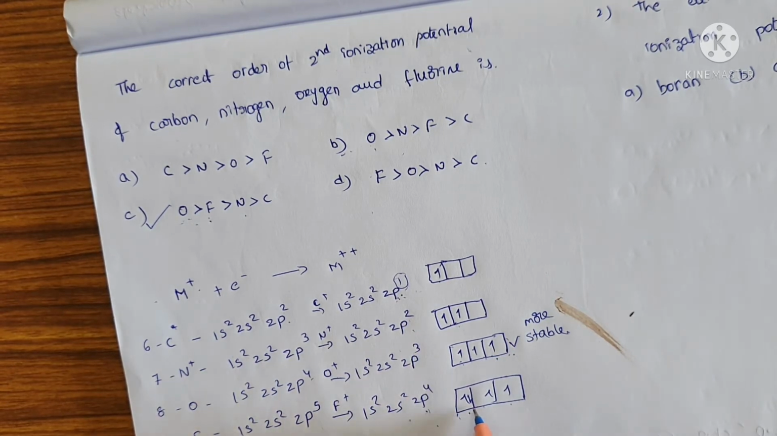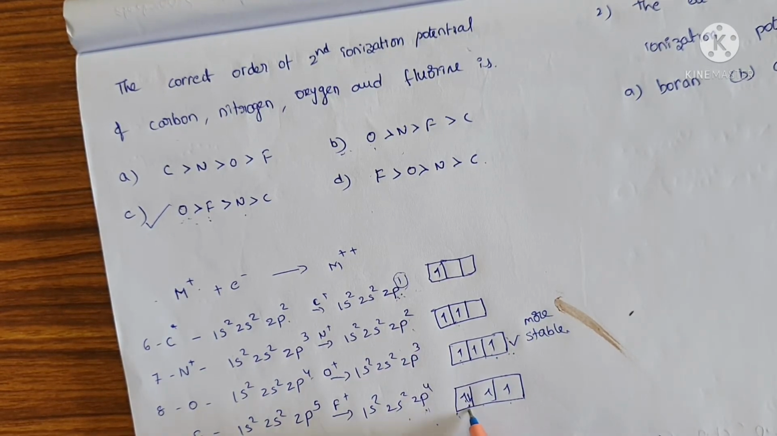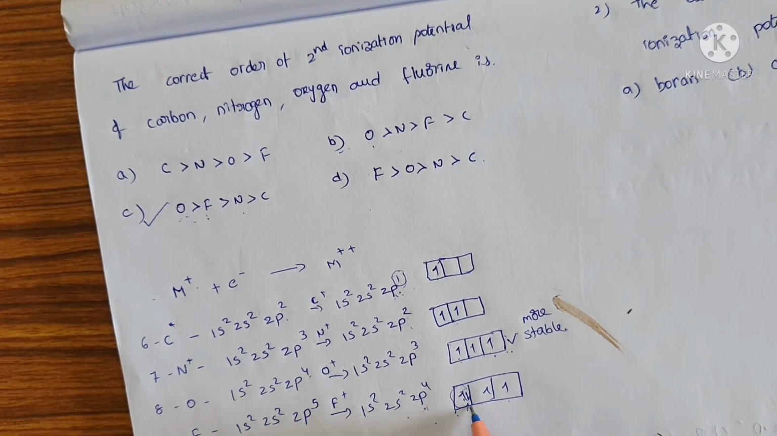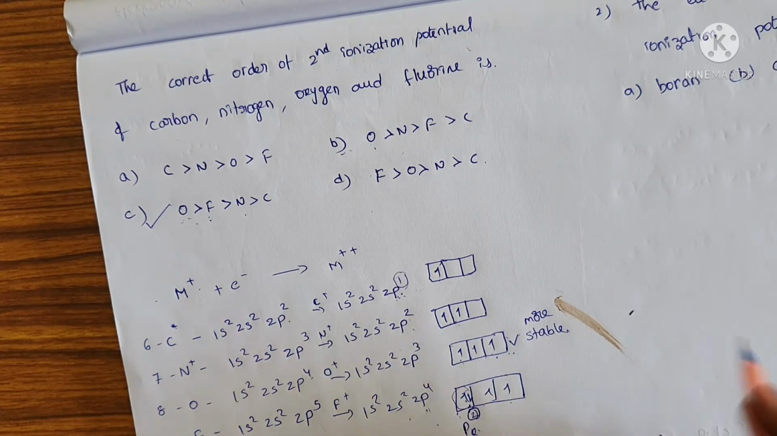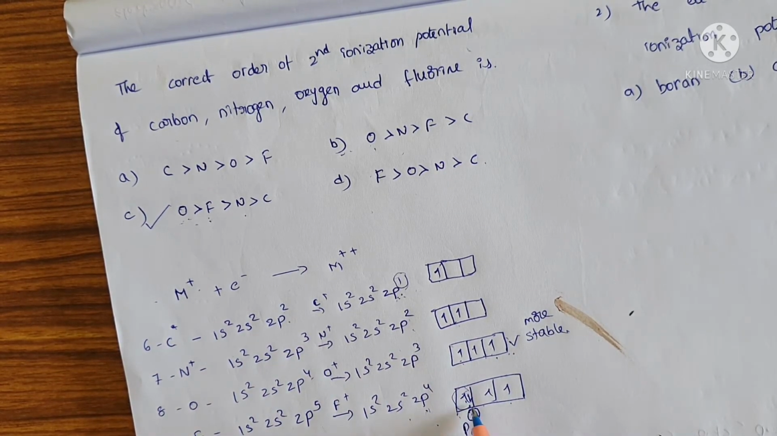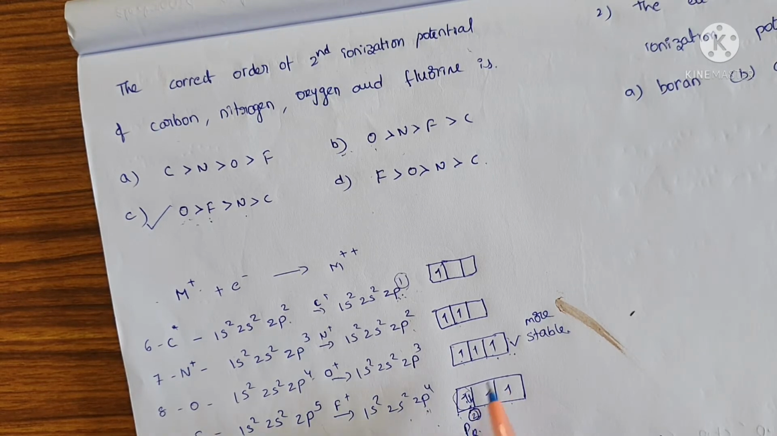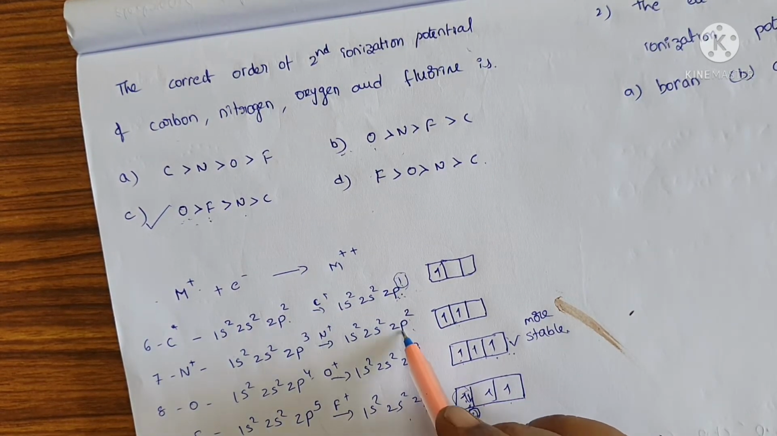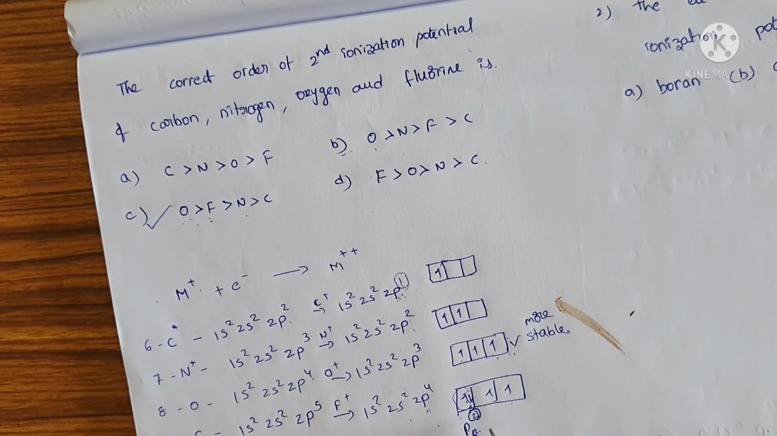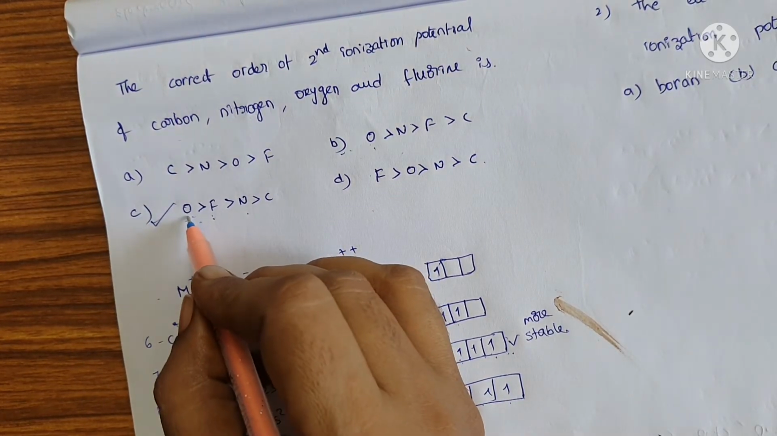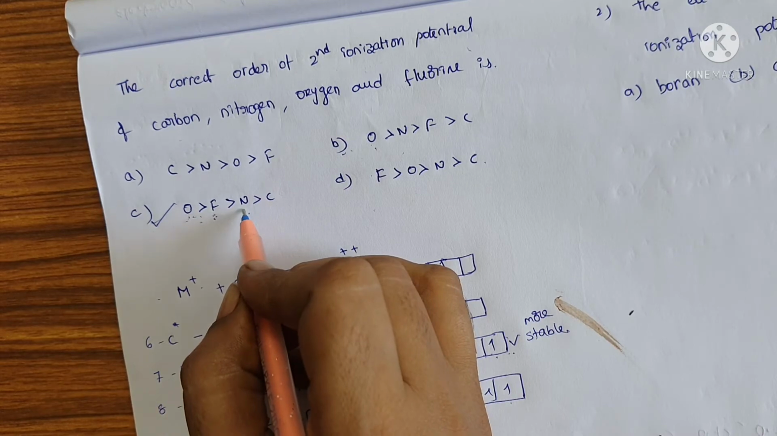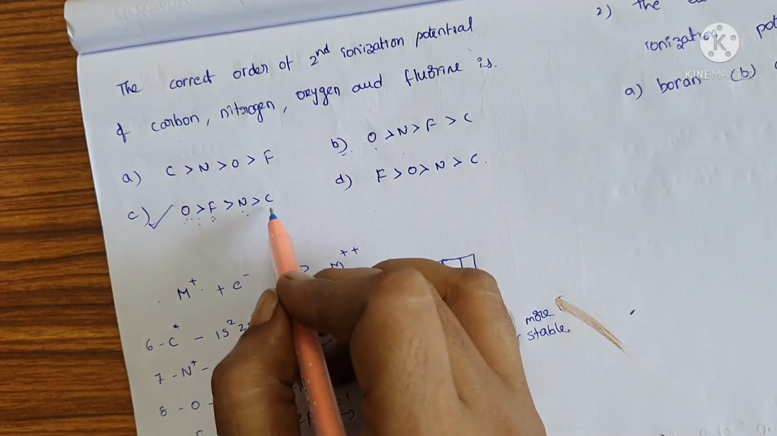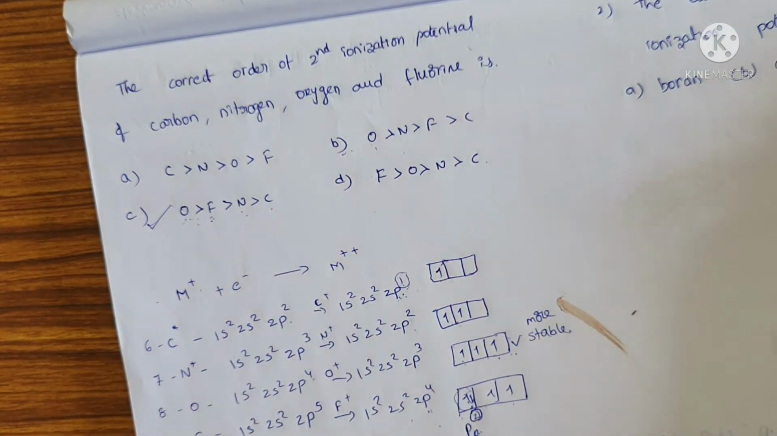Comparing these three, fluorine has paired up electrons; in the p orbital there are two electrons paired, so we cannot easily remove them. So fluorine has a higher second ionization potential than carbon and nitrogen. So this is the order: oxygen has a greater second ionization potential than fluorine, which is greater than nitrogen, and nitrogen is greater than carbon. This is about second ionization potential.